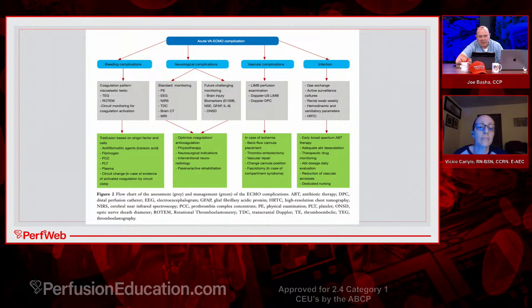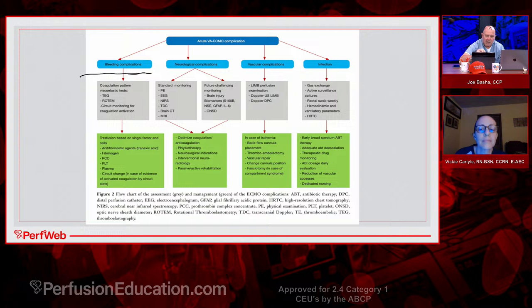I agree. So, acute veno-arterial ECMO complications, and I don't want to belabor something silly, but you never write VA ECMO like this is written here. It's always V, then the dash, then A, where the dash is where the oxygenator goes. Okay, just for point of reference. Probably didn't need to say that, but so, bleeding complications.